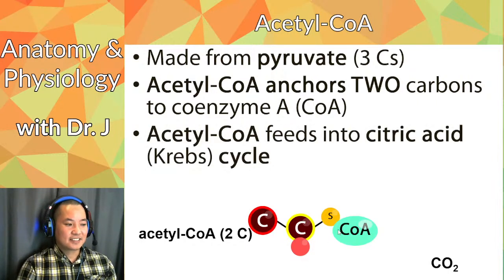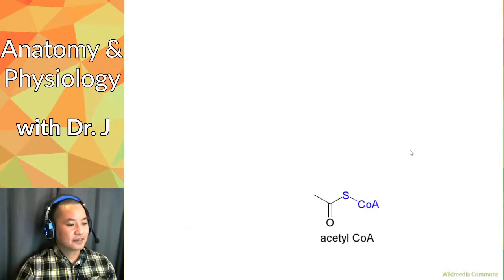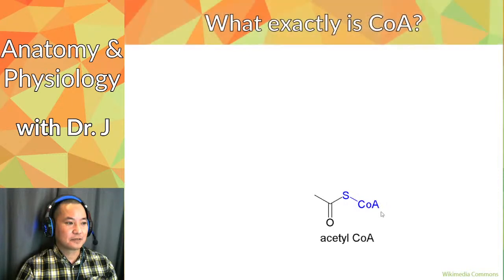Now, this acetyl-CoA is going to carry these 2 carbons into the citric acid cycle, commonly known as the Krebs cycle. You probably heard that sometime during your education. Now with this acetyl-CoA, what is this? Is it really that small? It's showing this CoA because the actual molecular size is really big.